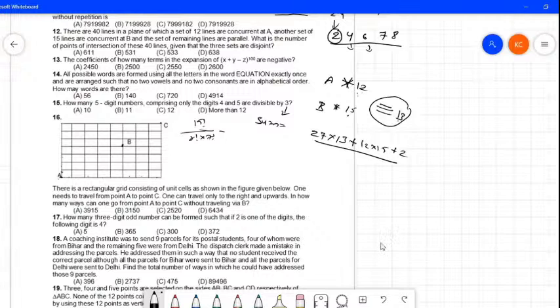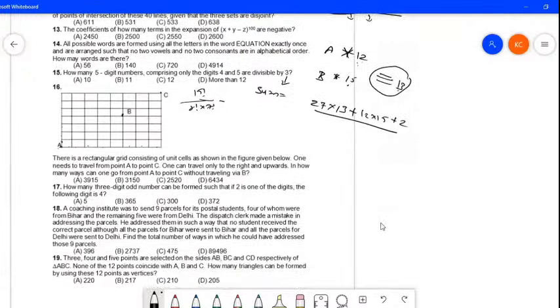Question number 17. How many 3-digit odd numbers can be found such that 2 is one of the digits? The following digit is 4. If 2 is one of the digits, the following digit is 4. Okay, so something like this can be possible. Okay. So we have to find how many such combinations are there. Okay, 3-digit odd numbers we have to find. Again we will work out the order properly.